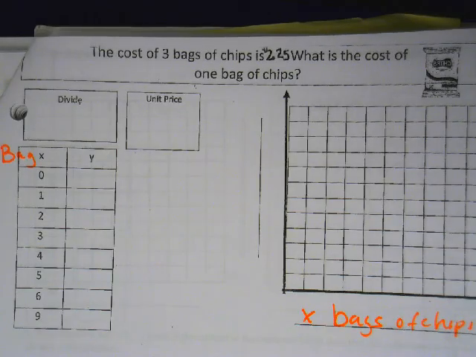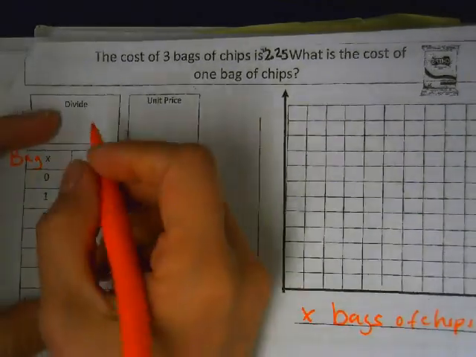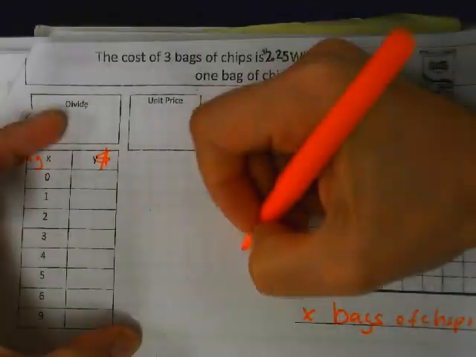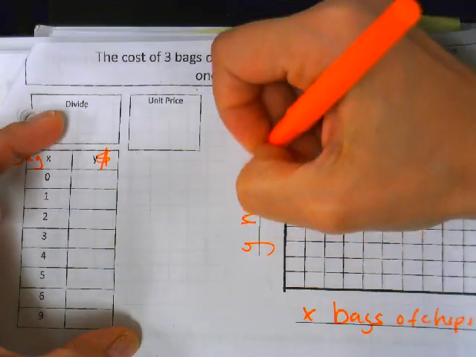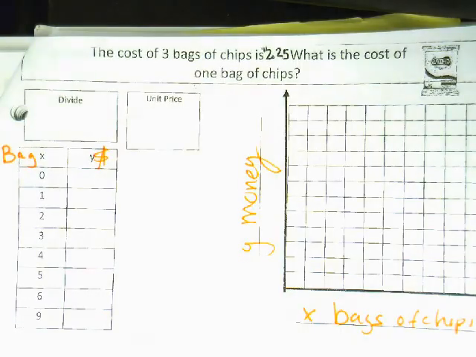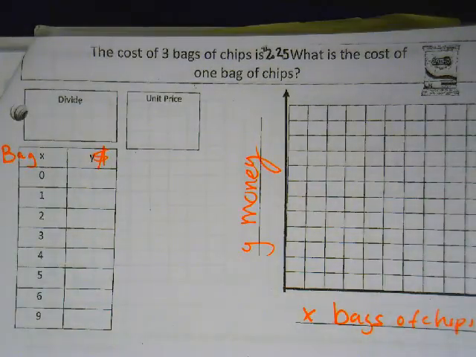Okay, what's my other thing I'm talking about? Money. So the other one is money, $. And then here your Y is your money. So even before I start doing actual math, I can label my X and Y, given what your 1 is. So that's huge. All right, now let's divide.